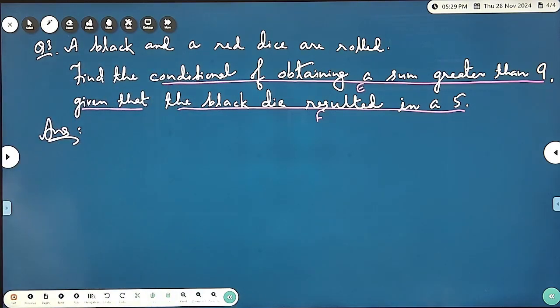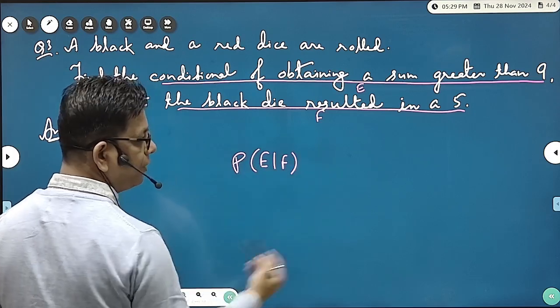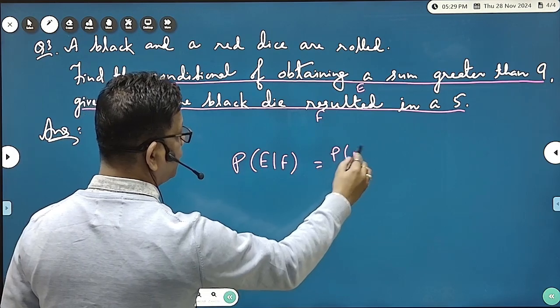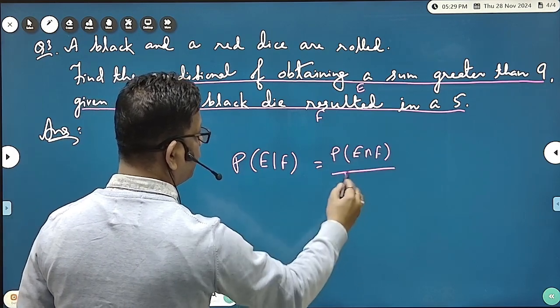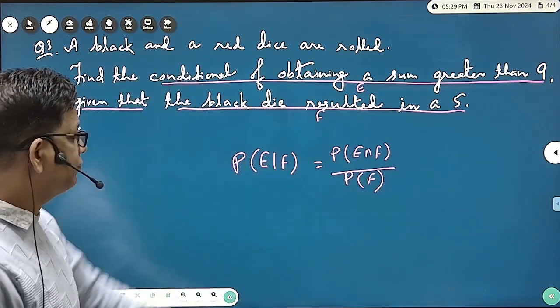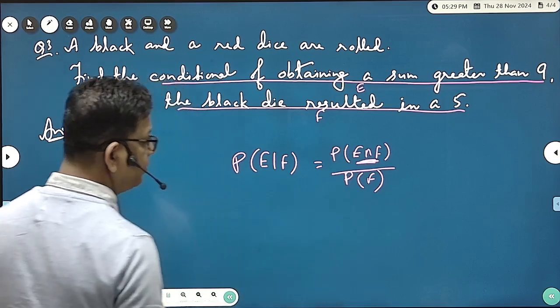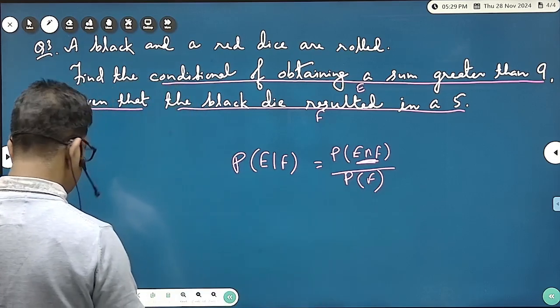Alright. Now, what do you have to find out? You have to find the conditional probability of obtaining a sum greater than 9, given that the black die resulted in a 5, meaning P of E given F. Don't write, just try to understand. The formula is known to you: P of E intersection F divided by P of F. But to get all this, you must have an idea about the intersection of E and F, what the probability should be, and P of F.